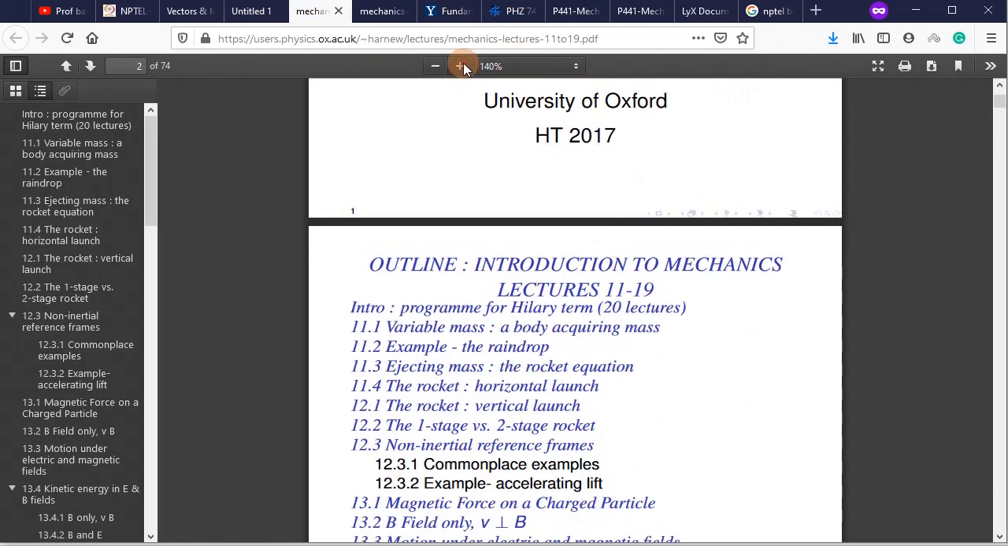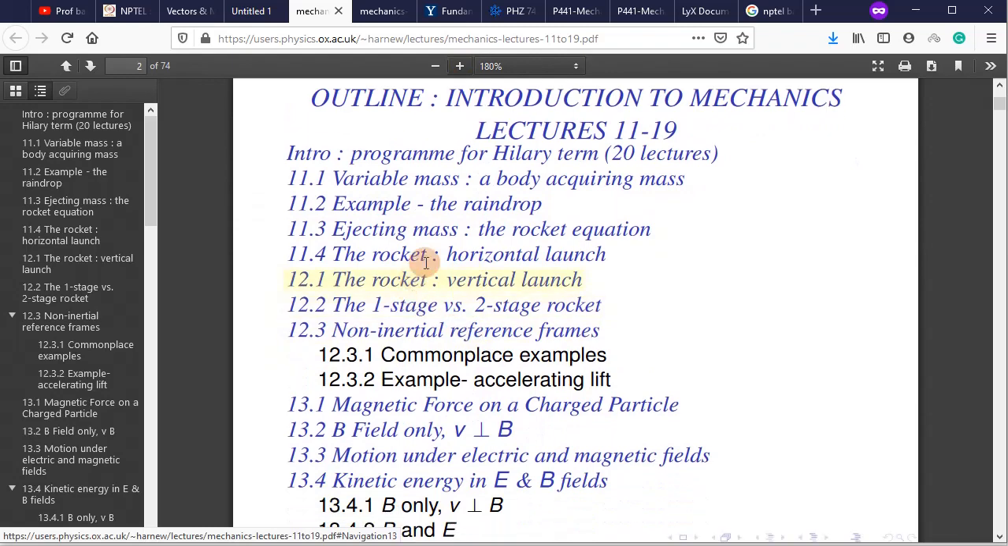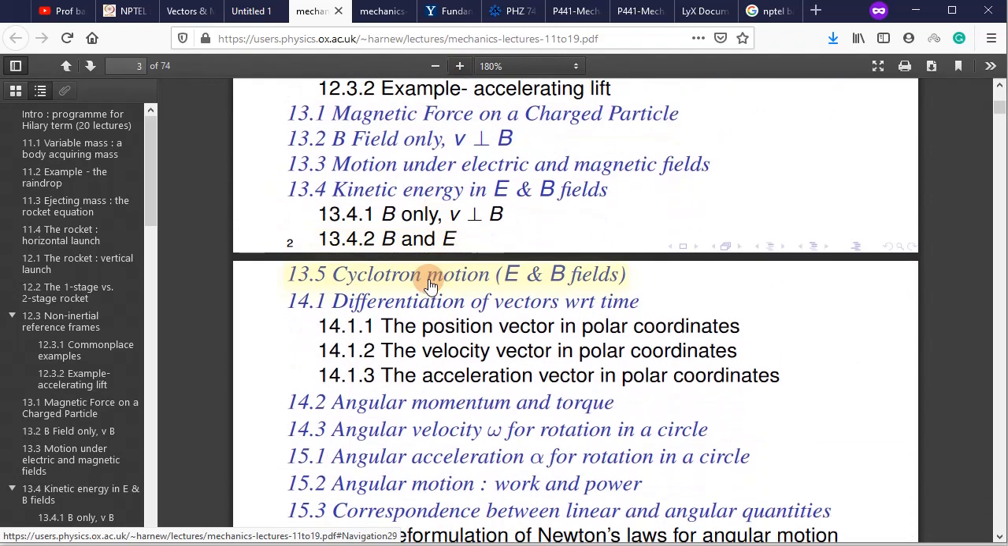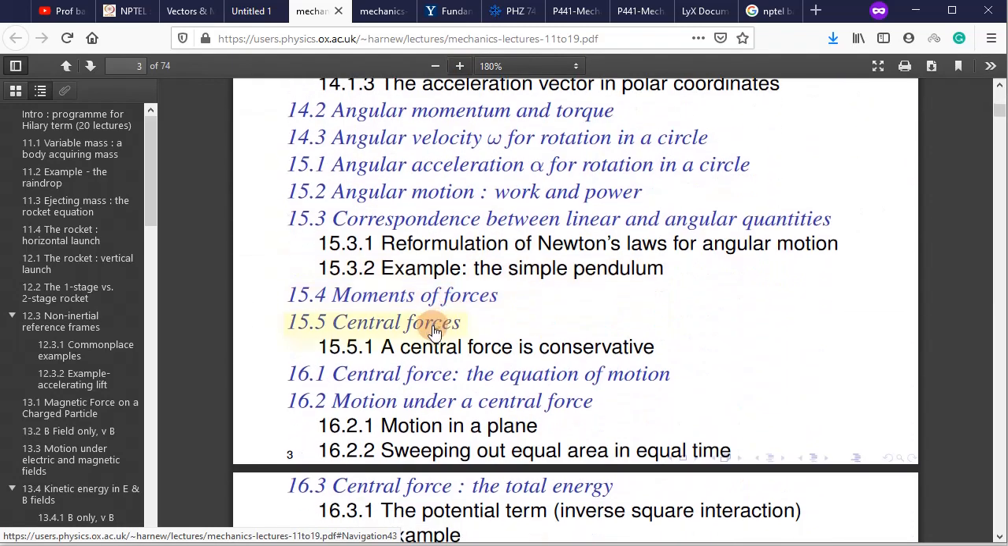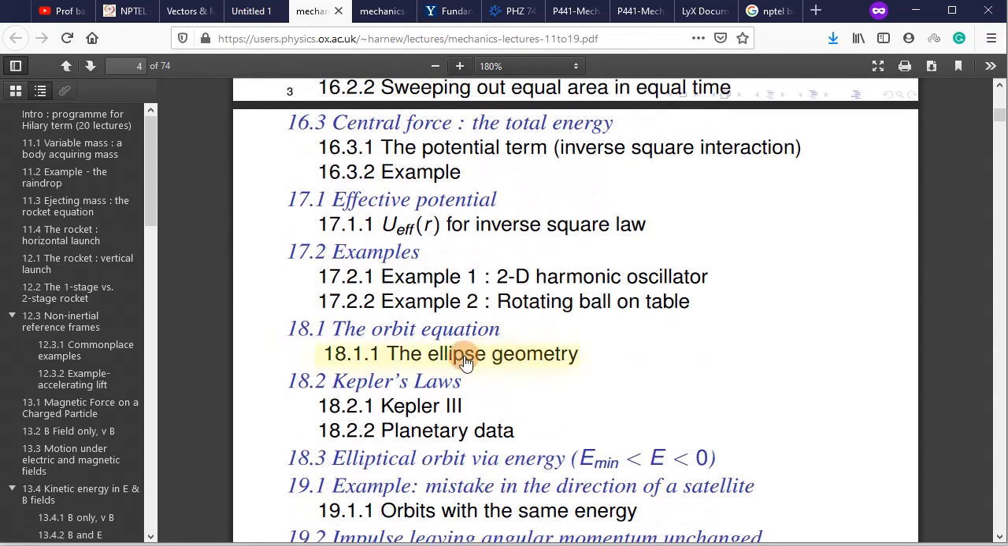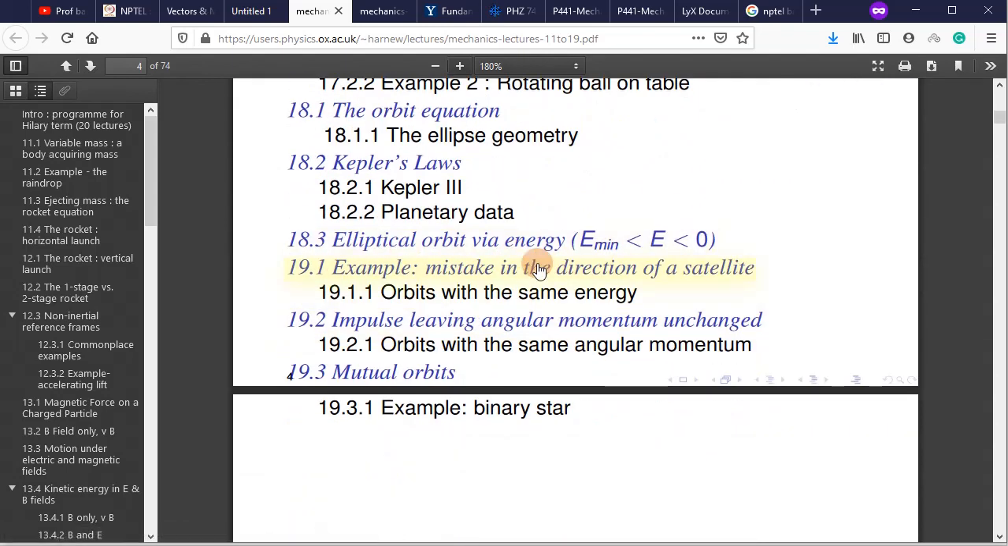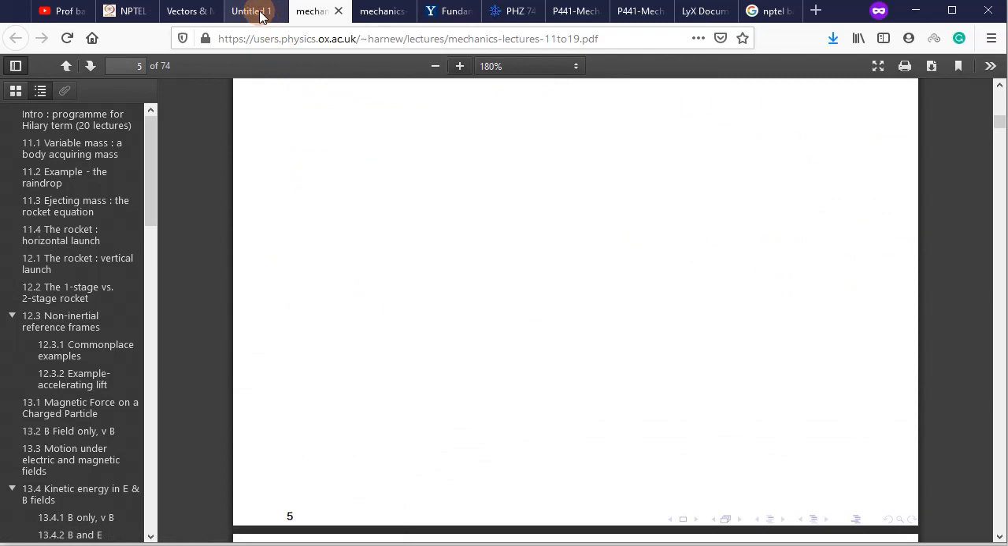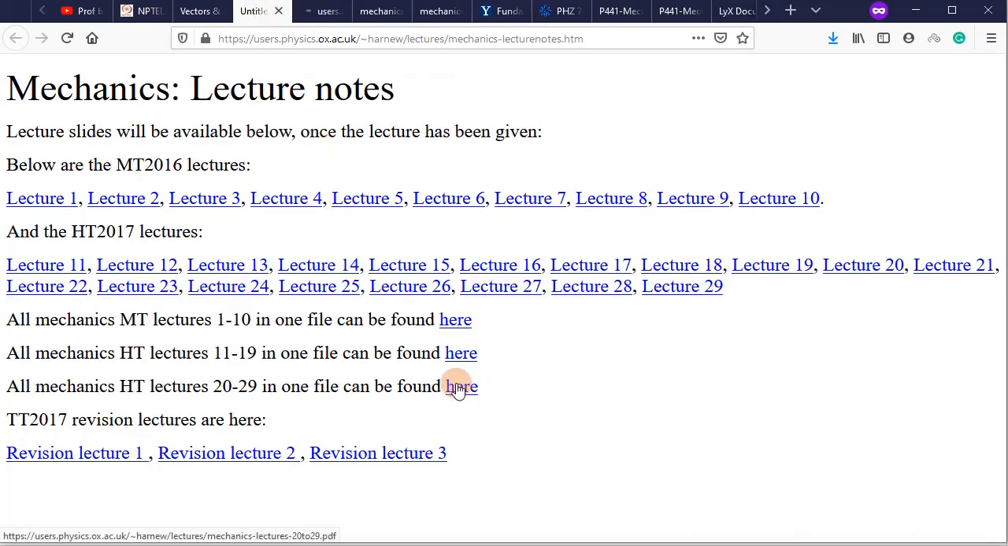Here he has discussed variable mass, rockets, angular momentum and torque, central forces, effective potential, Kepler's laws, much detail in central forces, binary stars up to this, this is in his class. Finally, the third set of notes.